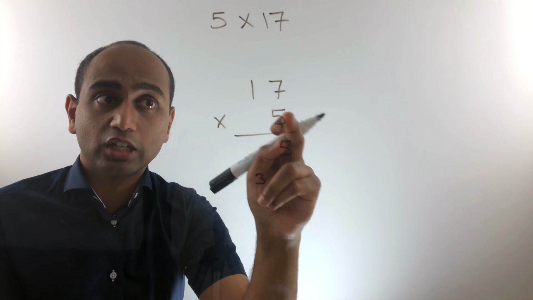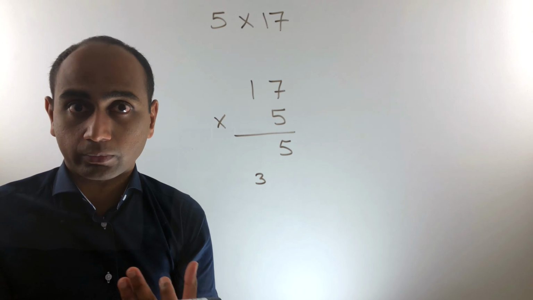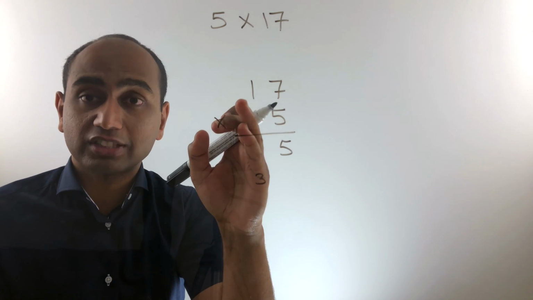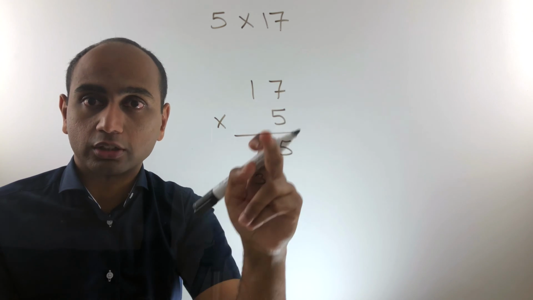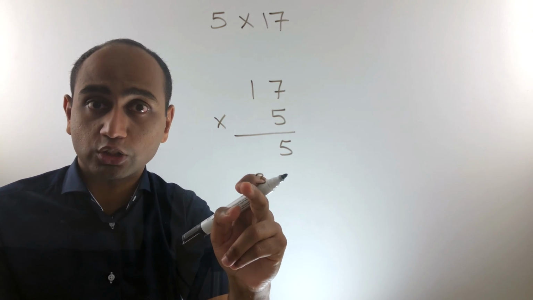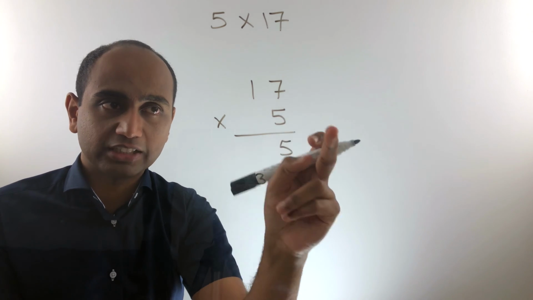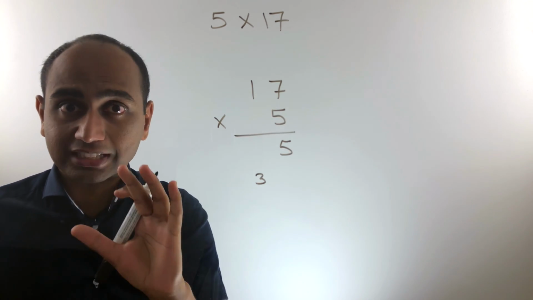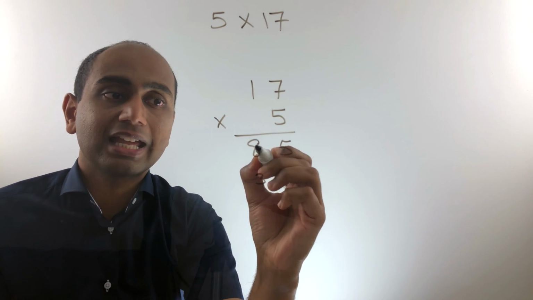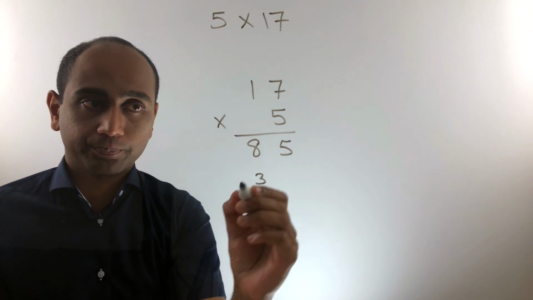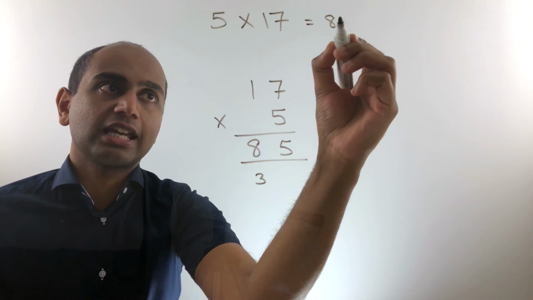Next we need to have 5 lots of 10. So 5 multiplied by 1 is 5. That gives me 5 tens. But remember, I also had 3 tens from earlier on that I exchanged from the 35 units. So I've got to add that on. So let's do that again. 5 multiplied by 1 is 5. Add on these 3 tens, and that gives me 8 tens altogether. So 5 multiplied by 17 is 85.